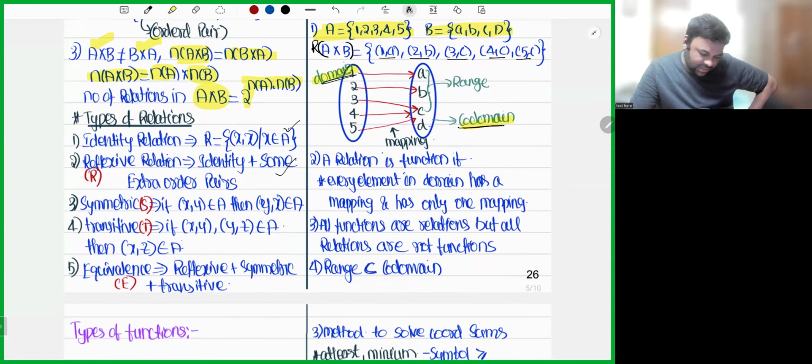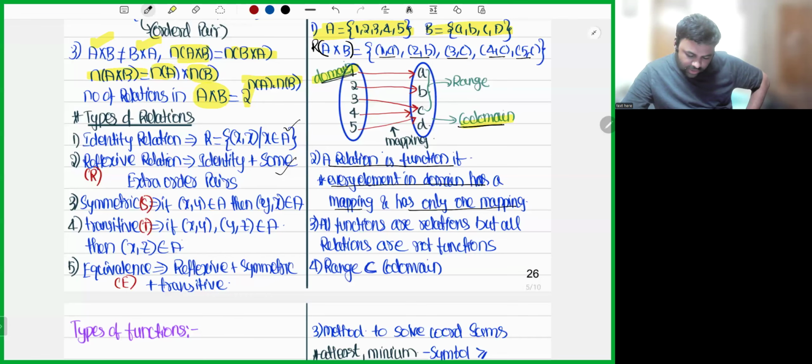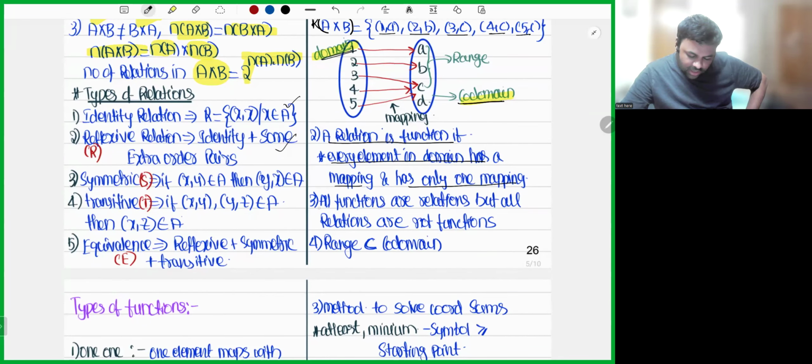Now, what is a function, sir? Functions are nothing but relations, my dear friends. But a relation is a function when two conditions are satisfied: every element in the domain has a mapping, and it has only one mapping. Now see what this is telling: all functions are relations, but all relations are not functions. Range is a subset of the codomain. Let me explain this.